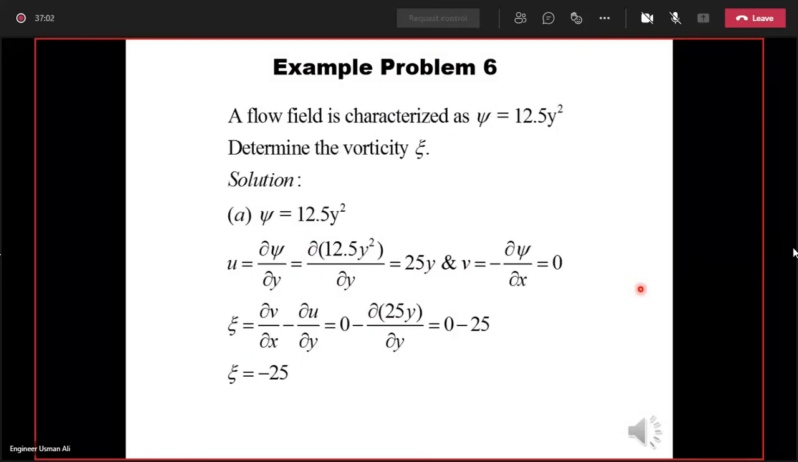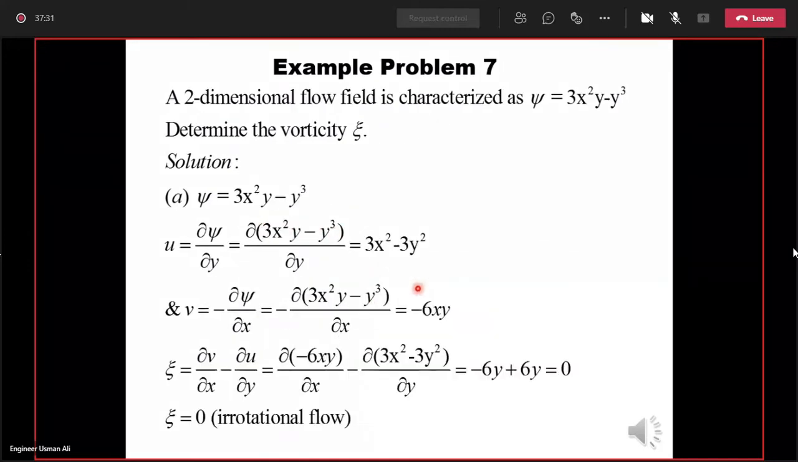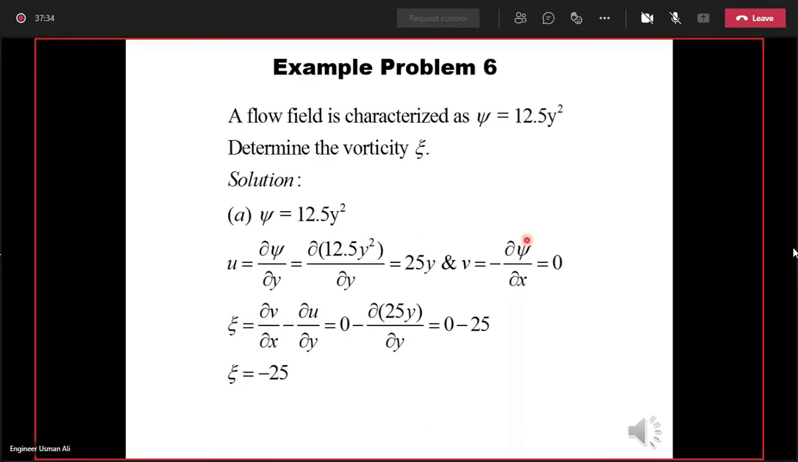Another flow field is given to you, psi is 12.5 y square. You have to find the vorticity of this flow field. We need to find u and v first, because vorticity is partial v over partial x minus partial u over partial y. We know u is partial psi over partial y, that is 25y. And v is minus partial psi over partial x, which is 0, since partial of 12.5 y square over partial x is 0.